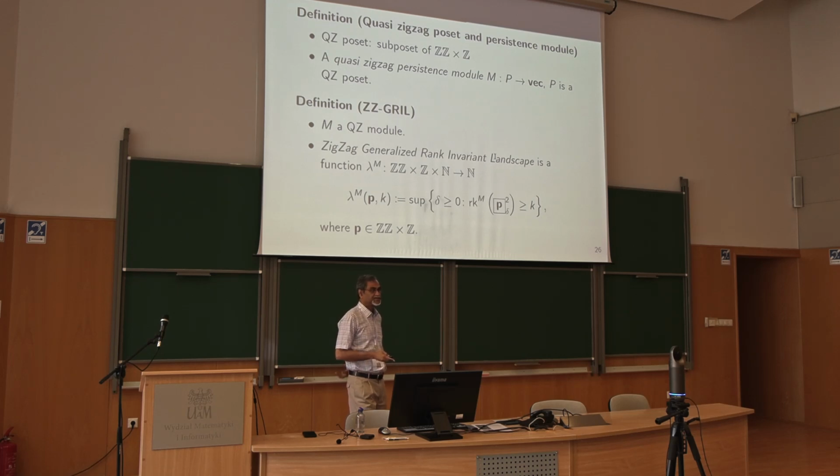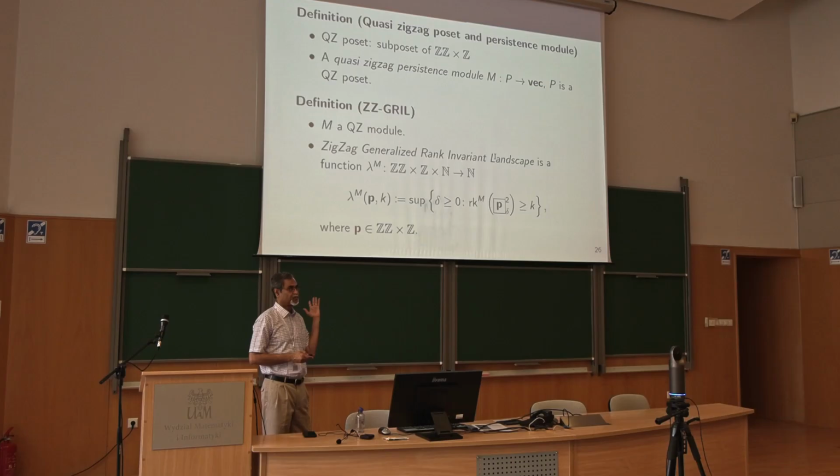Okay, so now we define the ZZ grill exactly the same way as we define the grill. So there is hardly any difference. Centering a point, you define the generalized rank again, centering the point P with a value K, as the supremum of the expansion such that the rank drops below K. That's the definition. So the definition goes through. This is still the original definition, so I can now define the ZZ grill value for this particular case.